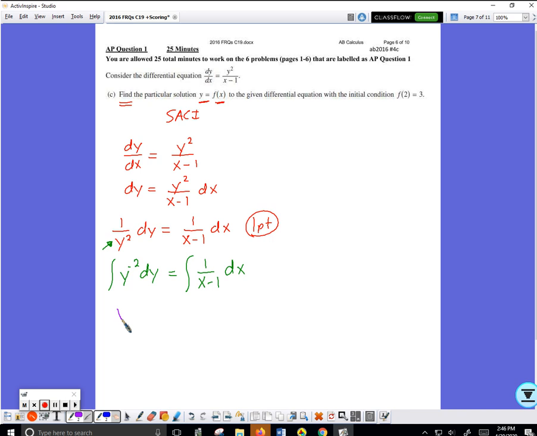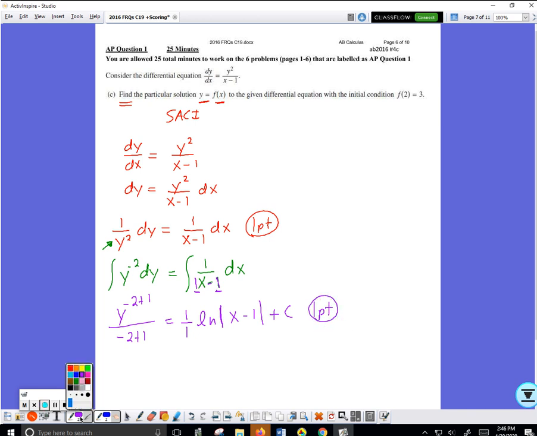So this is going to become y to the negative 2 plus 1, all divided by negative 2 plus 1, equals, okay, this is 1x minus 1. So this is A, this is B when you're using the rule. So it's 1 over A, natural log, absolute value, ax plus b, plus the constant. If you have the purple statement, you get another point for finding both antiderivatives.